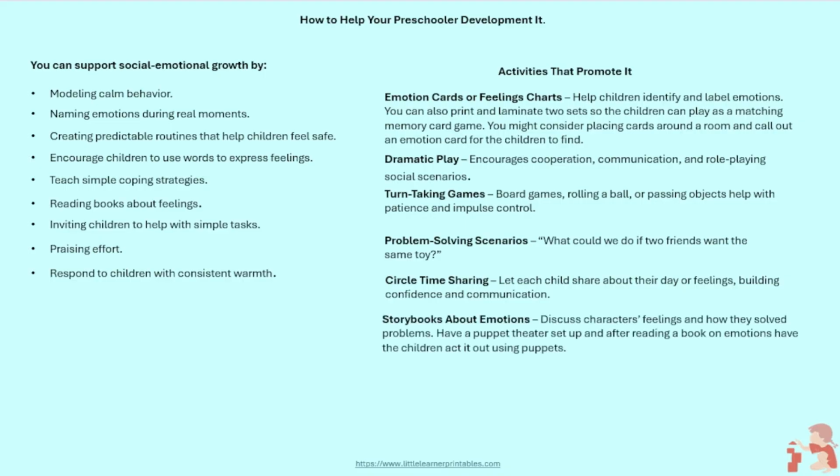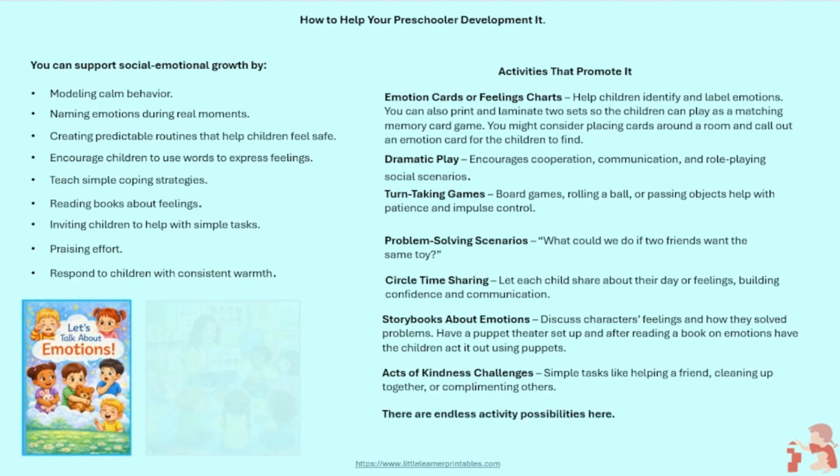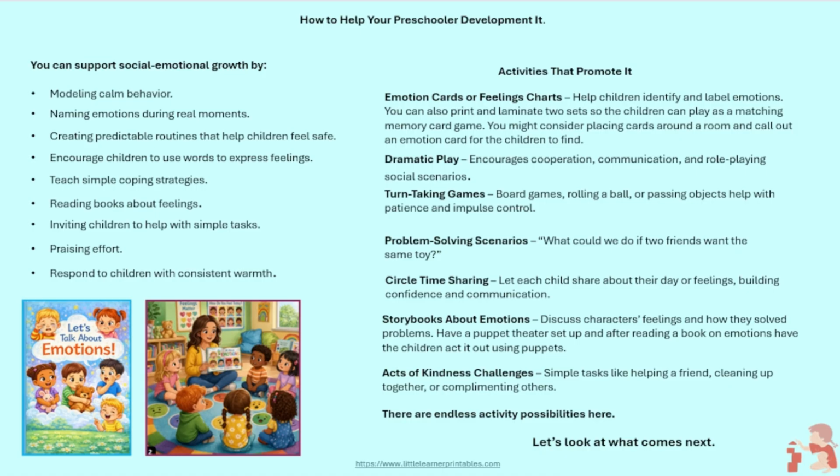Storybooks about emotions. Discuss characters' feelings and how they solve their problems. Have a puppet theater set up, and after reading a book on emotions, have the children act it out using puppets. Active kindness challenges. Simple tasks like helping a friend, cleaning up together, or complimenting others. There are endless activity possibilities here.